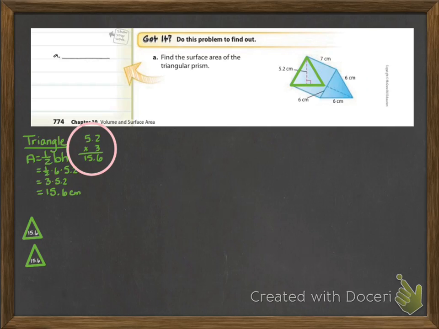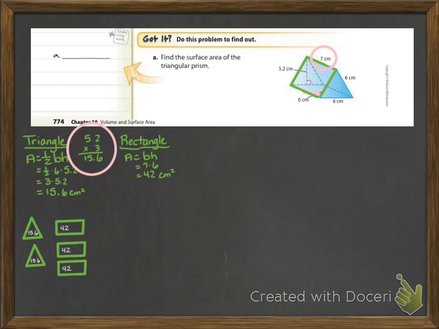So next, we're going to go ahead and talk about the rectangle. The area of a rectangle is area equals base times height. So I'm going to go ahead and plug in my numbers. The base is 7, the height is 6, and I get 42 squared centimeters.